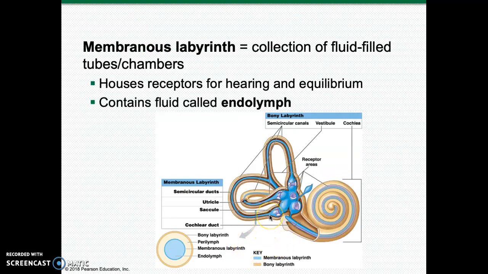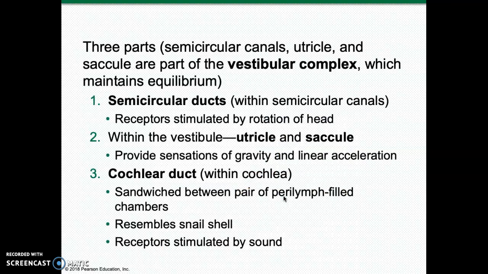The membranous labyrinth is a collection of fluid-filled tubes and chambers. It houses receptors for hearing and equilibrium. And the endolymph is within the membranous labyrinth. Three parts, the semicircular canals, the utricle, and the saccule are part of the vestibular complex, which maintains equilibrium.